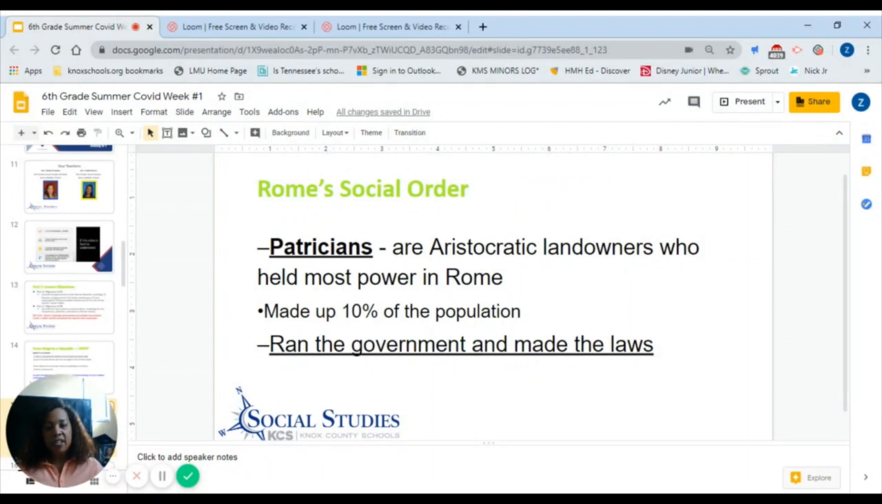As we get started, I felt that it's best that we talk about Rome's social order to better understand the constructs of how Rome's government was created. So first, in my class throughout the years, I would teach the kids to remember the triangle, to reflect on a civilization: social order, social hierarchy, social class. So the first term is called the Patricians, who were aristocratic landowners who held most power in Rome. They only made up 10% of the population, but they ran the government and they made the laws.